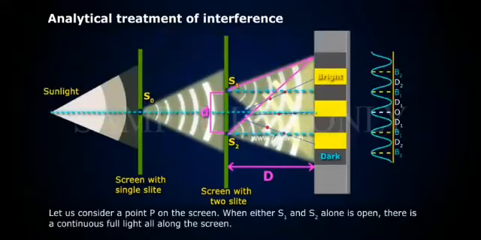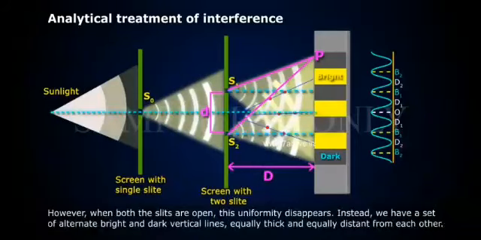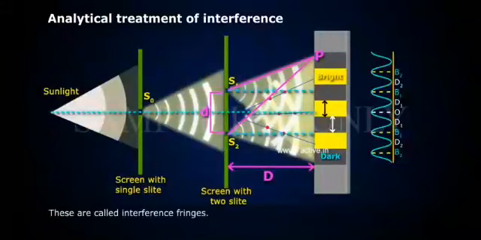Let us consider a point P on the screen. When either S1 or S2 alone is open, there is continuous, uniform light all along the screen. However, when both the slits are open, this uniformity disappears. Instead, we have a set of alternate bright and dark vertical lines, equally thick and equally distant from each other. These are called interference fringes.